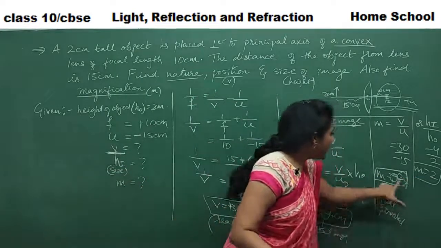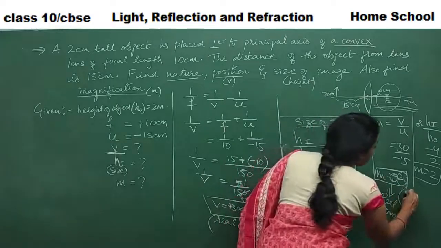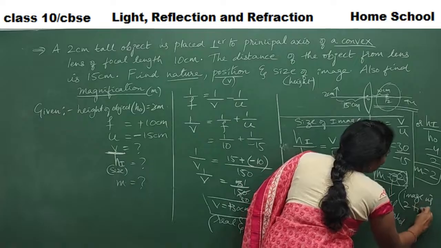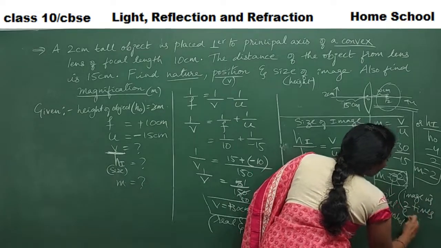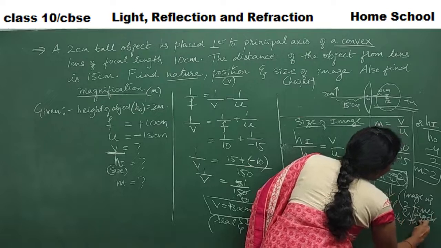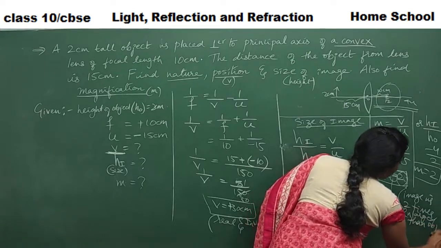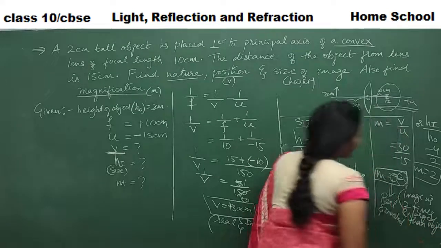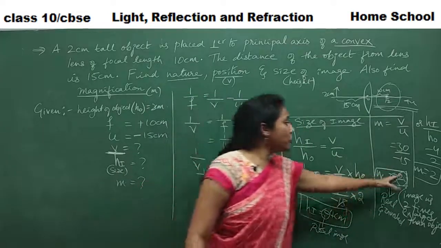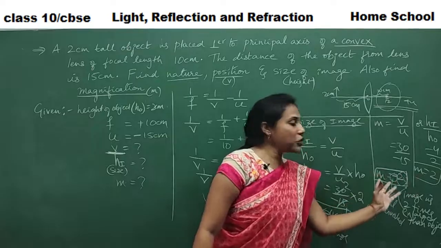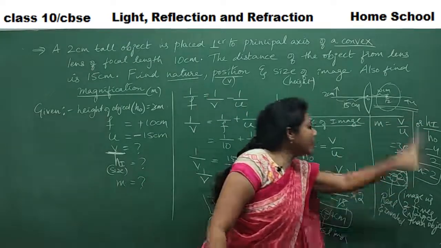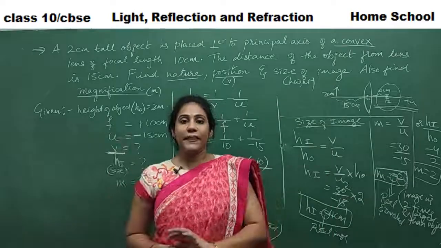What does this 2 mean? Image is 2 times enlarged than object. Okay, so this is our conclusion for magnification here. Image is 2 times enlarged. 2 you got, greater than 1 means image height is greater than object height. How many times greater? 2 times greater than object height.